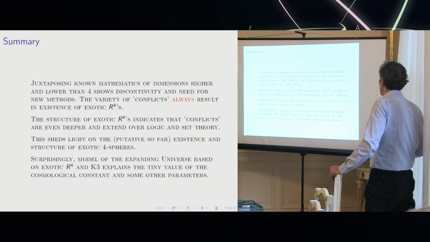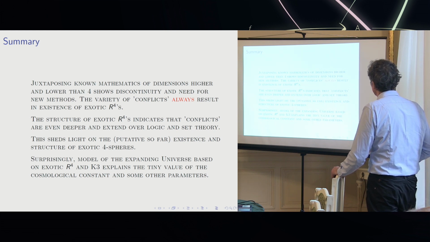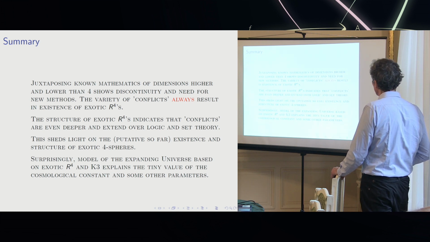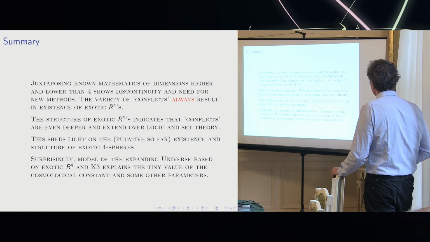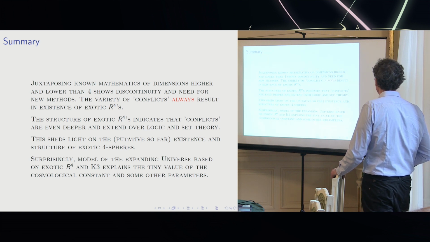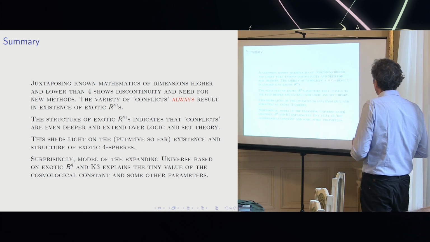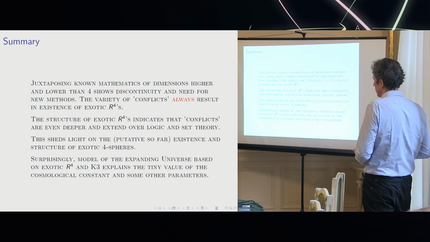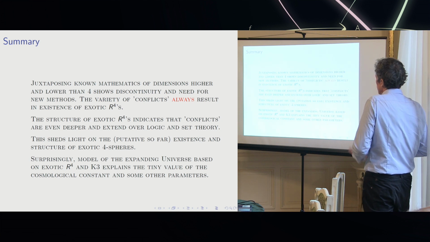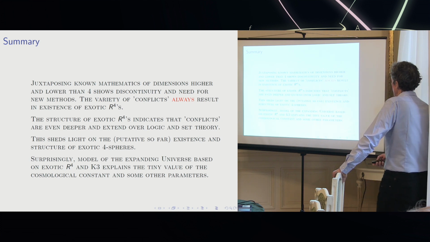Okay, so our position is the following: when juxtaposing known mathematics from dimensions higher and lower than 4, a kind of discontinuity appears. And so that means that we need new methods for 4 dimensions. But in general, the variety of conflicts always results in the existence of exotic R4. It is quite a strange situation. That means that such exotic R4 appear as some generic objects in this contact region in mathematics.